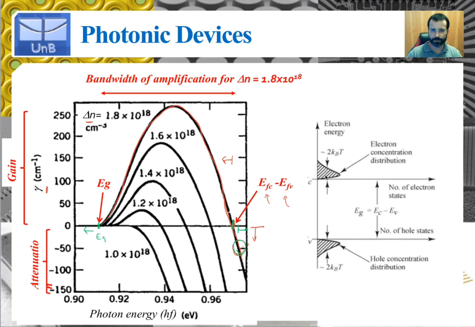Because this is the carrier density, the number of electrons per unit energy per unit volume, and as you go higher into the conduction band, the carrier density for electrons will decrease, and as you go deeper into the valence band, the carrier density for holes will decrease as well. So, in a way, this allows us to understand the shape of the curve, right? But the important fact is that only for energies between Eg and EFC minus EFV, within this range you'll have gain, right? For energies higher than this, you actually have attenuation. So that's why the gain coefficient curve looks like this.